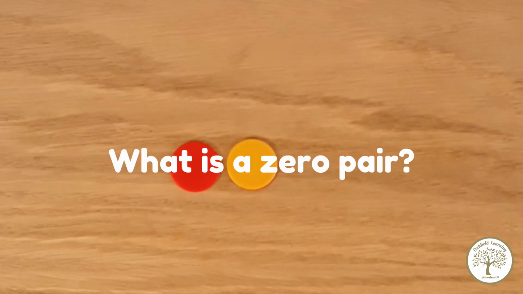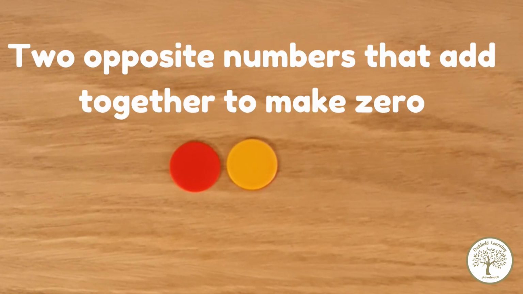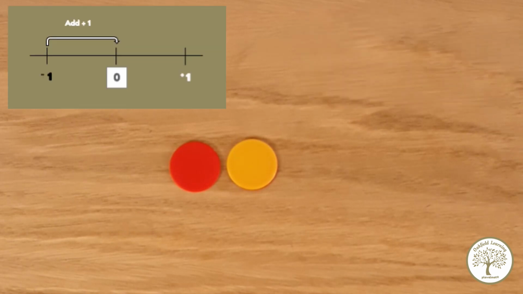But what is a zero pair? In order to solve problems involving positive and negative integers, pupils need to understand this concept of zero pairs. A zero pair is when two opposite numbers, each with the same digit, add together to make 0. To be opposite, one will be positive and the other negative. For example, -1 and +1 are considered opposites as they are equal distance from 0 on a number line. If we start with +1 and add -1, the result is 0. If we start at -1 and add a +1, we also reach 0.